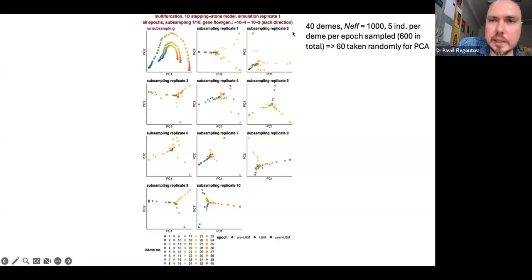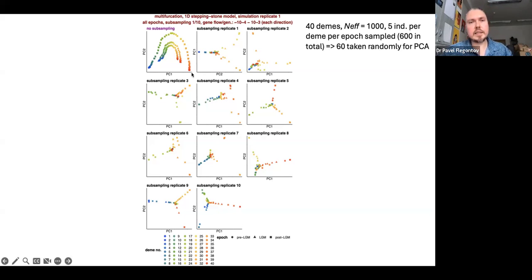Okay, now let's explore the performance of PCA under subsampling. Let's say we again simulated this simplest one-dimensional case with 40 demes and with an effective size of 1,000 diploid individuals for each deme. Then we sampled 5 individuals per deme per sampling epoch. Here we sampled from 3 epochs, so we have 600 individuals in total, and then we take only 60 of those randomly selected across epochs and co-analyze them on PCA, again, without any missing data, without any other confounders.